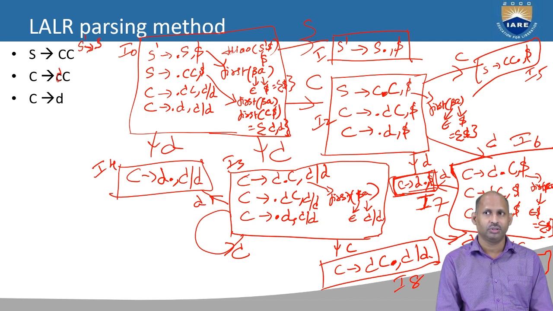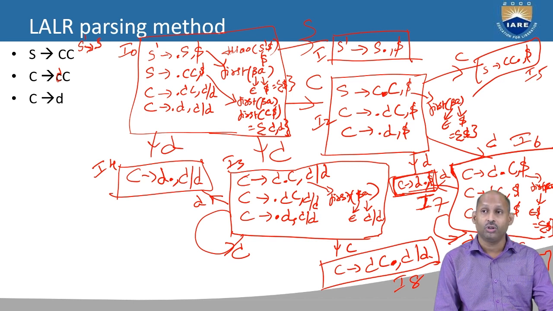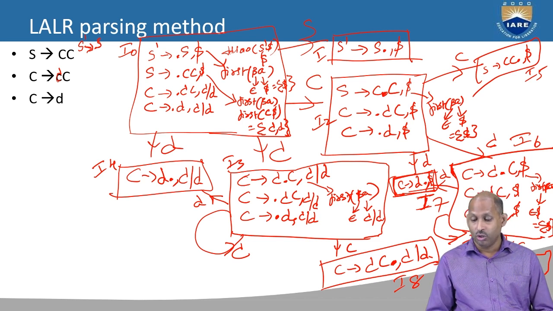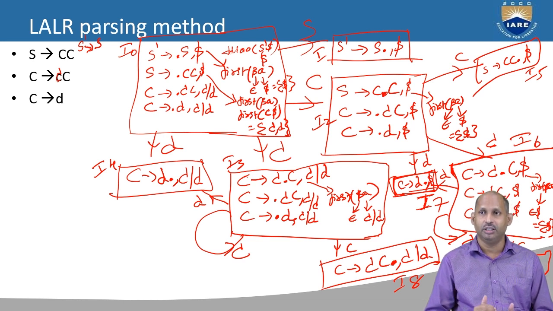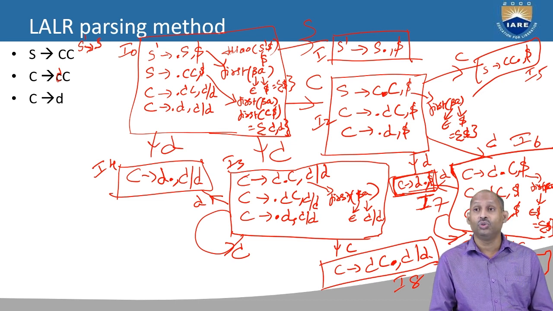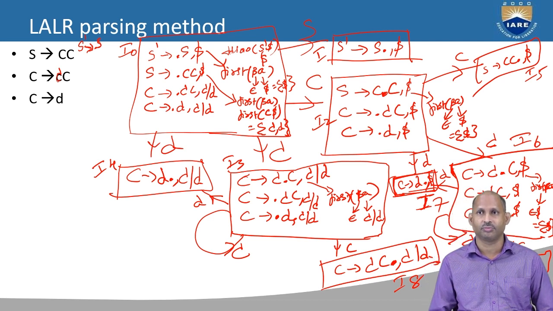I8. I8 has the dot at the end, so no go to operations. I9 has the dot at the end, so no go to operation. So if you observe, all the productions of the grammar end with the dot at the end. So there are no more go to operations here. Right?